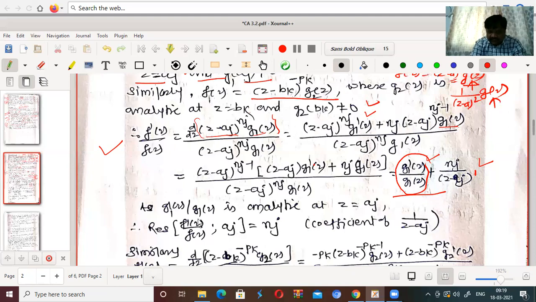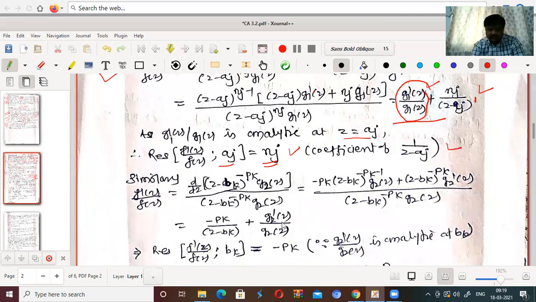So as g1 dash z upon g1 z is analytic at z equal to aj, therefore the residue of f dash z upon f of z at z equal to aj is equal to the coefficient of 1 upon z minus aj, which is nj. That is the coefficient of 1 upon z minus aj. So the residue of f dash z upon f of z at aj is equal to nj.